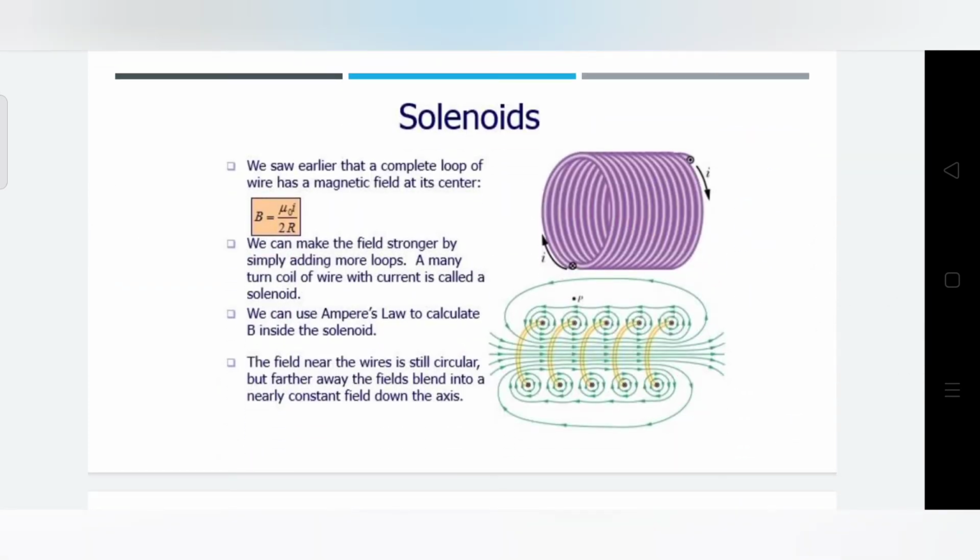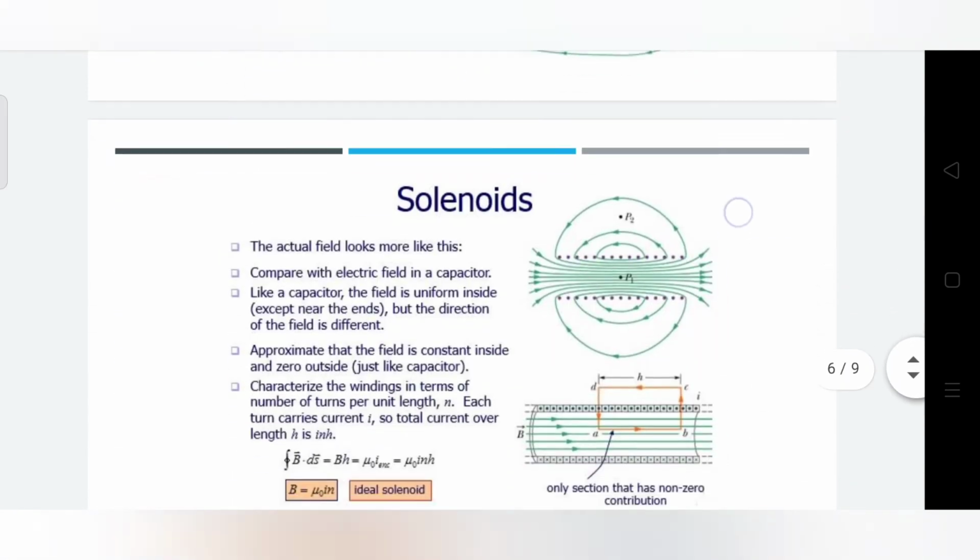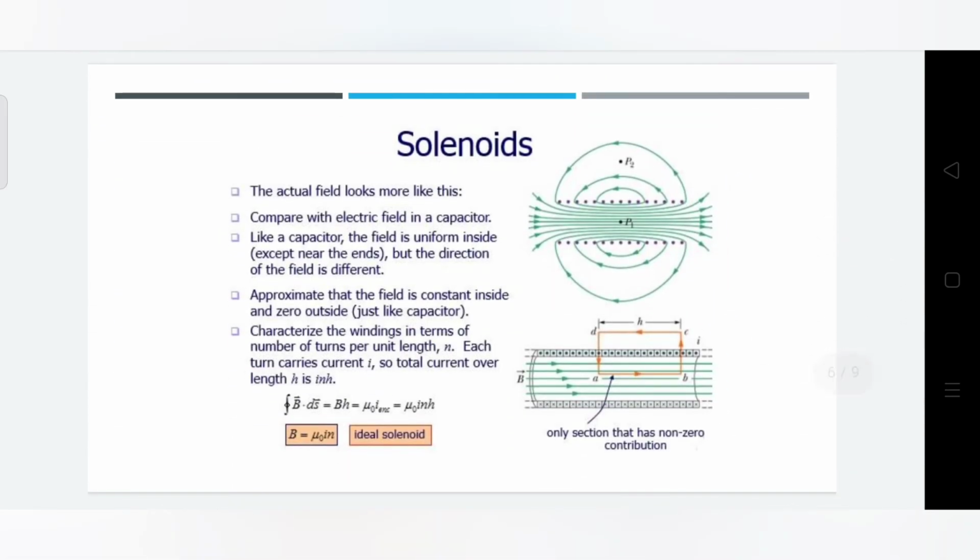Next, solenoids. We saw earlier that a complete loop of wire has a magnetic field at its center. We can make the field stronger by simply adding loops. A many-turn coil of wire with current is called a solenoid. We can use Ampere's law to calculate B inside the solenoid. B is nothing but the magnetic flux density. The field near the wires is still circular, but farther away the fields blend into a nearly constant field down the axis. The actual field looks like this.